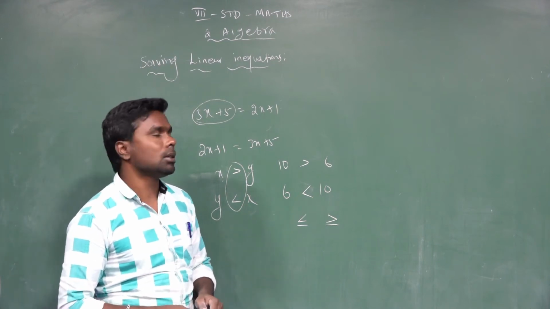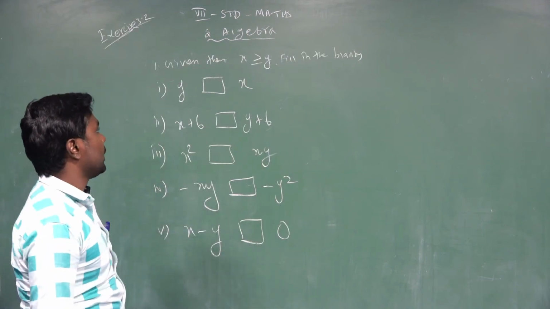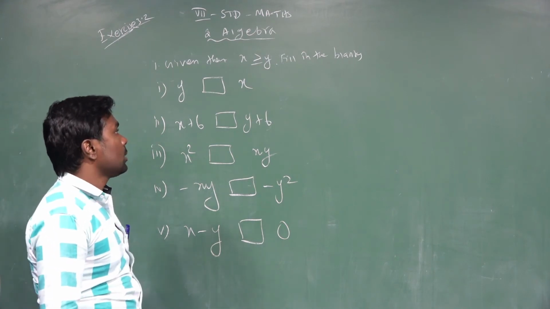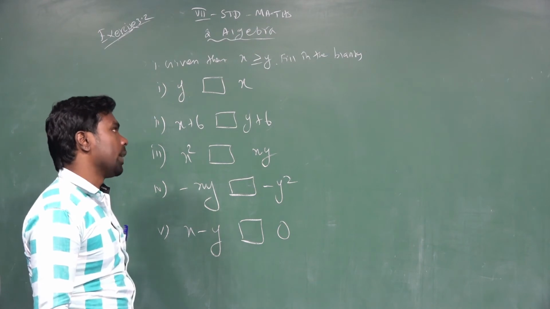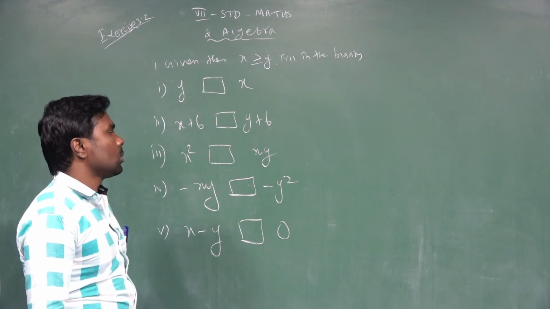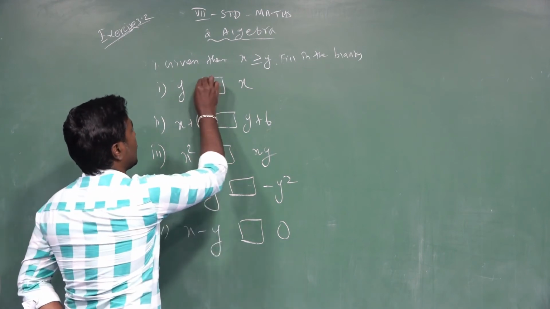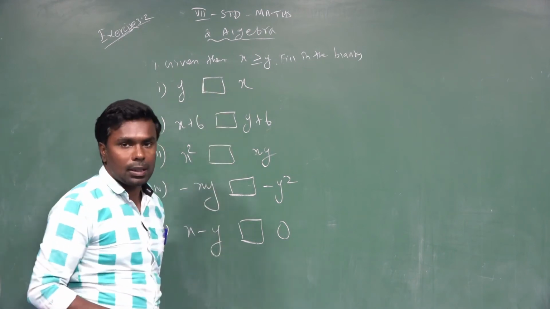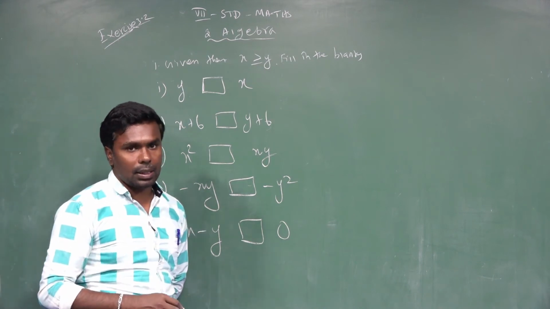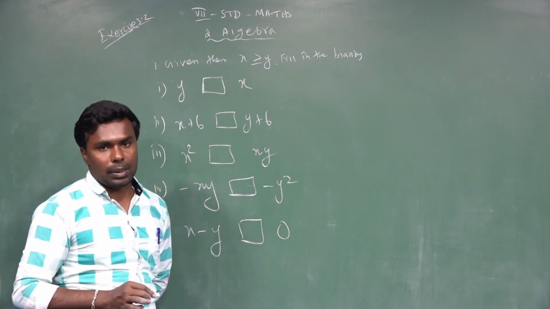Now we are going to see the exercise 3.2. Given that x greater than or equal to y, fill in the blanks with suitable inequations. The first one, y, empty box, and x. We know that rule. When we interchange the left hand side and the right hand side of the expression, the sign of inequation must be reversed.